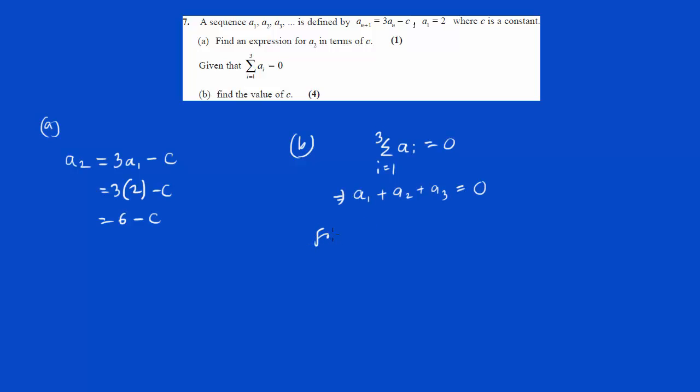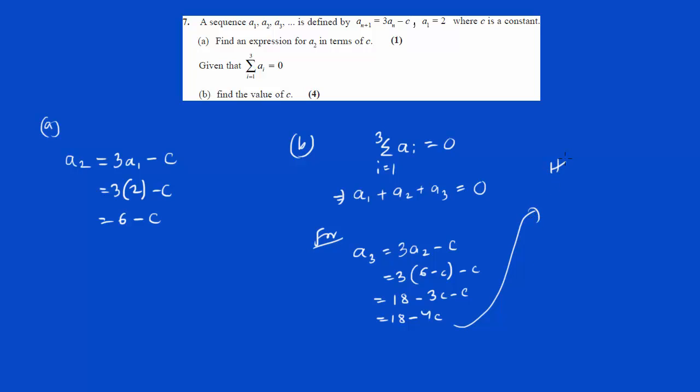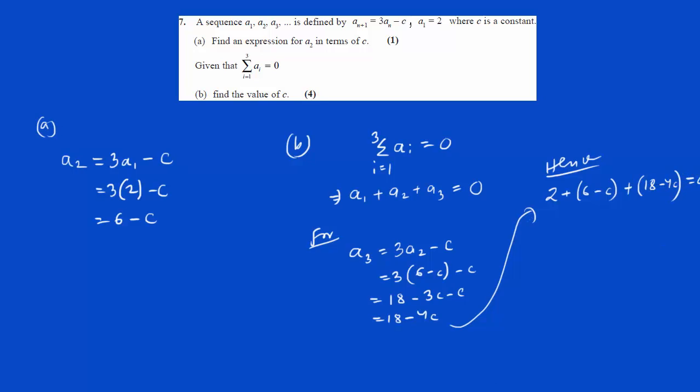So let's find a3 first. a3 is 3 times the previous term, which is a2, minus c. a2 we just found is 6 minus c. So it is going to be 3 times 6 is 18, minus 3c, minus c. This would be 18 minus 4c. So now we have a1, a2 and a3. Hence a1 is 2, plus a2 is 6 minus c, plus a3 is 18 minus 4c, and all of this equals 0.